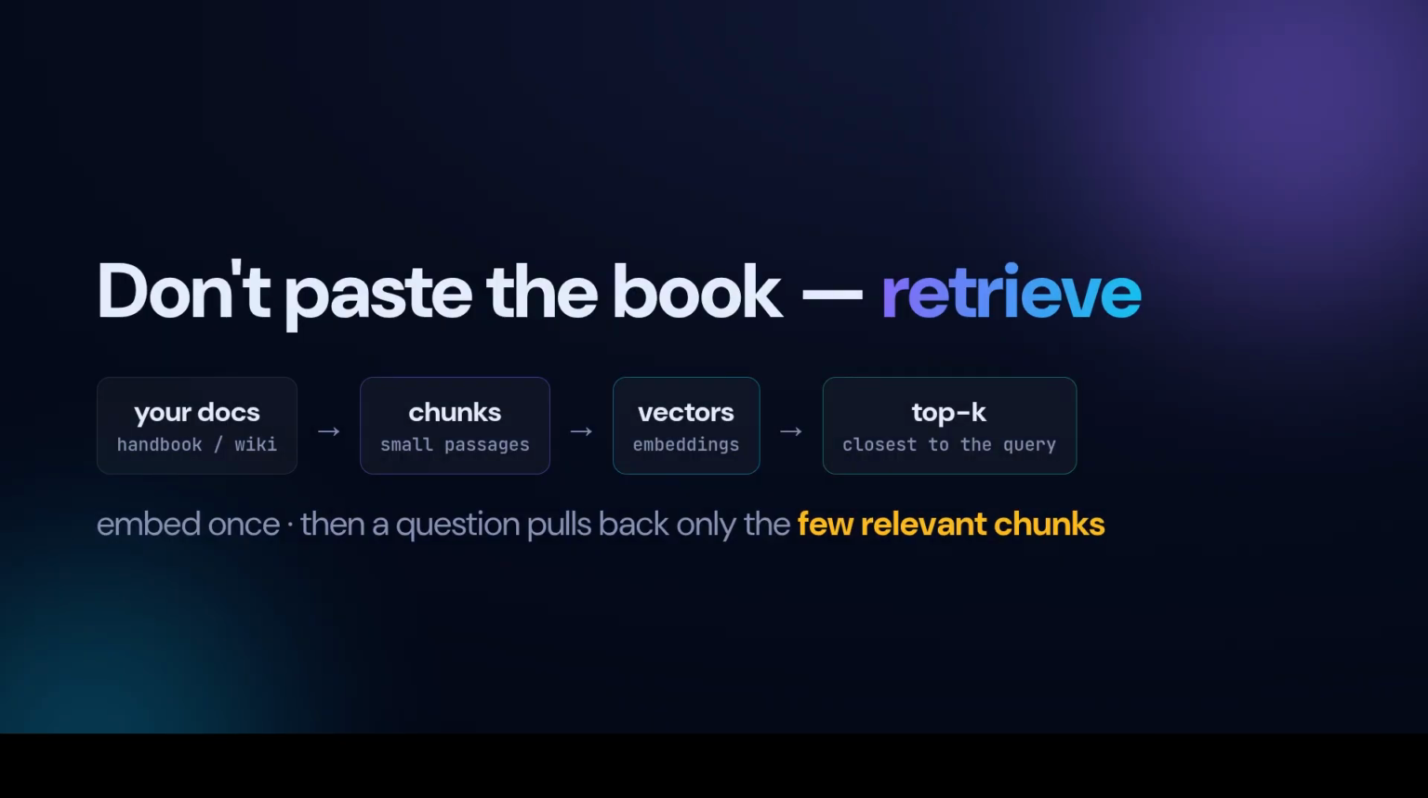Here is the whole idea. Instead of stuffing every document into the prompt, we keep our documents as embeddings, vectors that capture meaning from last episode. When a question comes in, we embed the question too and pull out only the handful of passages whose vectors sit closest to it. Those few relevant chunks are what we will eventually hand to the model. Small, focused, and on topic instead of the entire library.